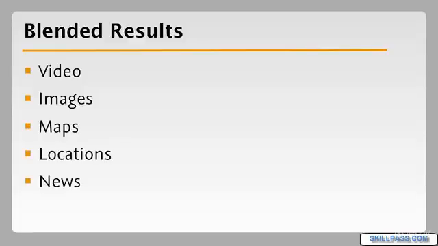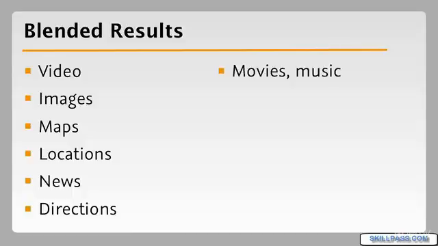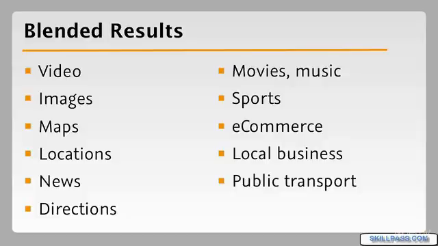So blended results, they can be video, they can be images, maps, locations, news, directions, movies, sports, e-commerce, local businesses can take advantage of this, public transport, travel. It's invaluable. Blended search is the search engines trying to predict what it is you want, when you want it, and enabling the search engine results page not to be a list of things to go find the answer, but the search engines are trying to make the search engine results page the source for your answer.